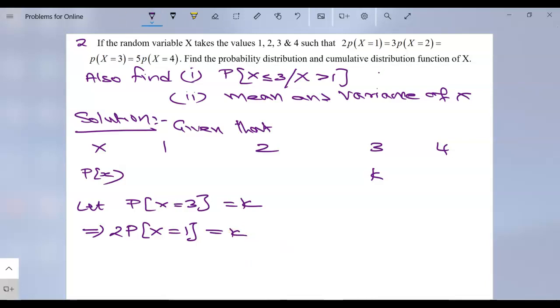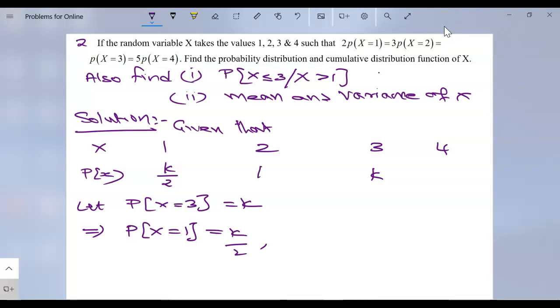So what is probability of X equal to 1? It is child's play. You divide both sides by 2. The 2 cancels, and probability of X equal to 1 is k by 2. So let me substitute k by 2 here. Now similarly, you will have to find what is probability of X equal to 2.